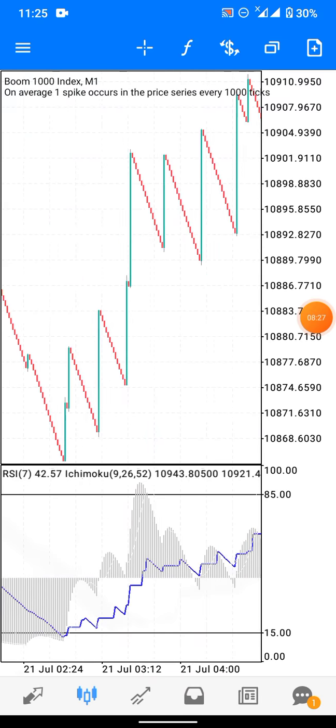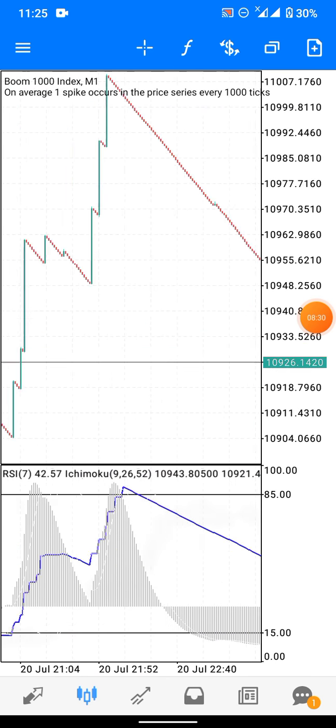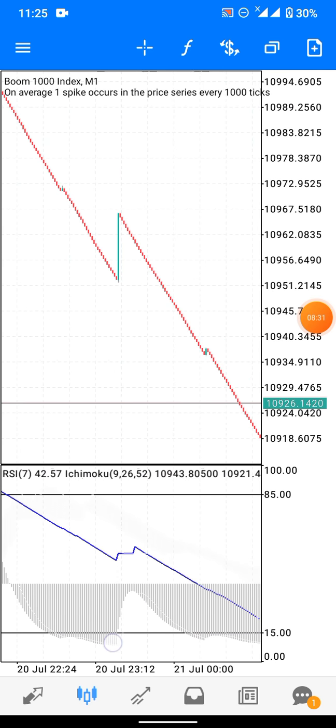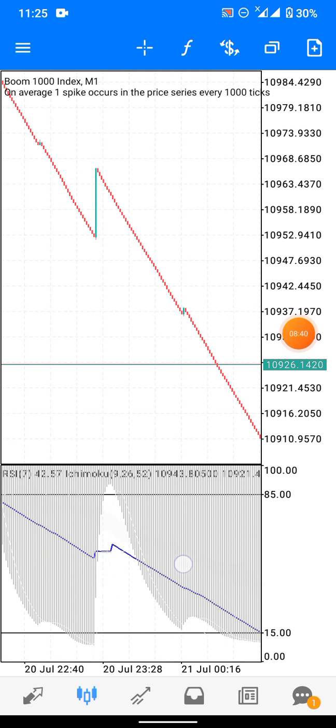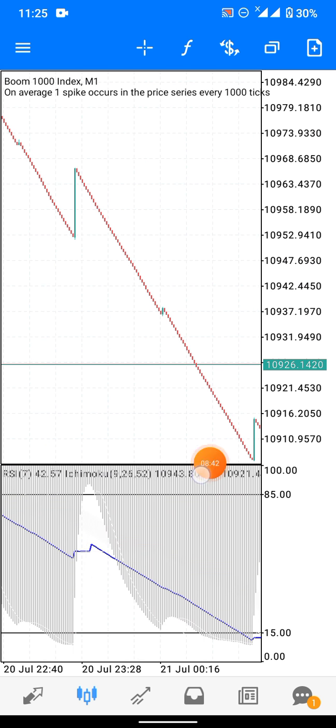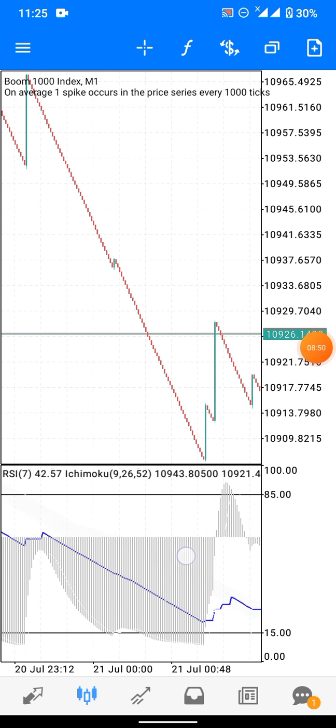Let me look for another example. Now let's see this. You can see the MACD crossed it here, and if the MACD crossed it here, you need to be patient. Now the Ichimoku touches the level 15 at this point, so we should be looking for a buy. Okay, it spiked twice.